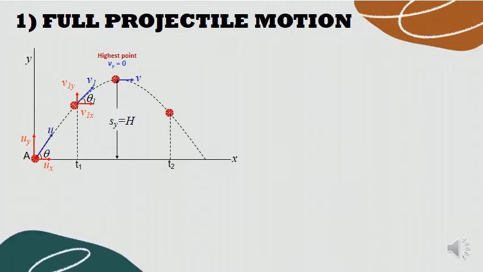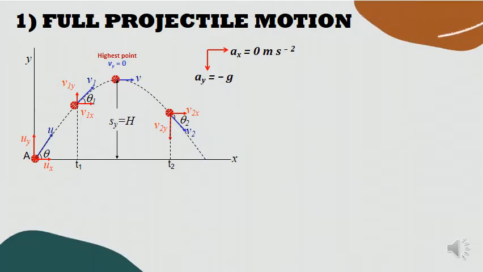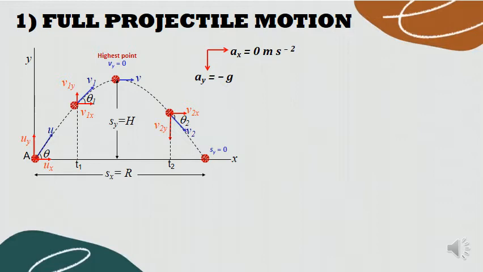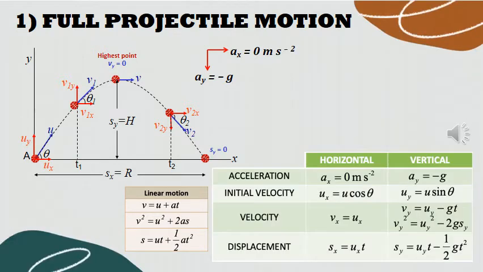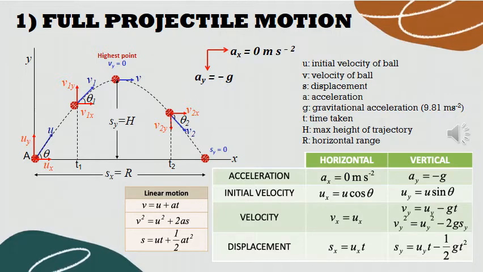As it starts to fall downwards, the vertical component of velocity increases, with acceleration of -9.81 meter per second square. It is important to note that horizontal component of velocity remains constant throughout the course of trajectory. Therefore, horizontal acceleration is 0. Once the ball hits the ground, vertical displacement of the ball is 0. Previously we have learnt equations of linear motion. These equations can be adapted in order to find the instantaneous value of velocity and displacement of the ball in both horizontal and vertical direction.